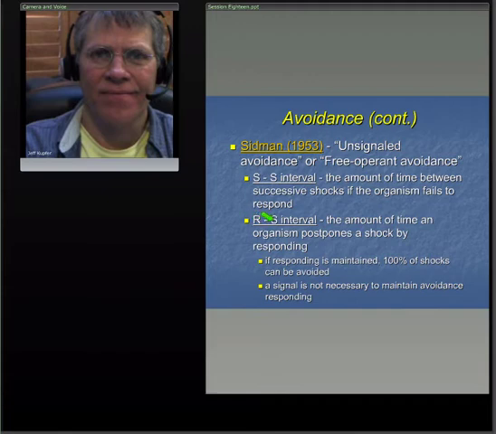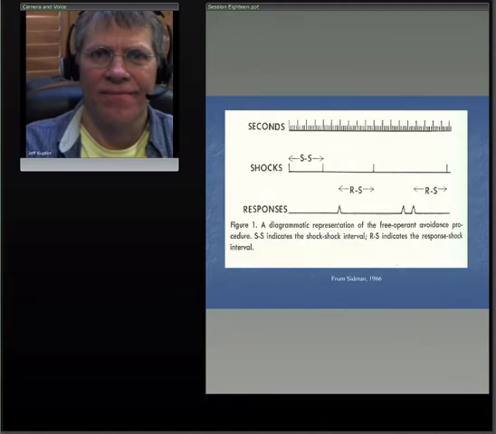So that they could get into that and avoid the electric shocks. Note also here that animals are able to avoid shocks in this situation, and therefore a signal is not always necessary to make an avoidance response. Okay, and I'm going to show you here that the acquisition of responding in a rat happens pretty rapidly.